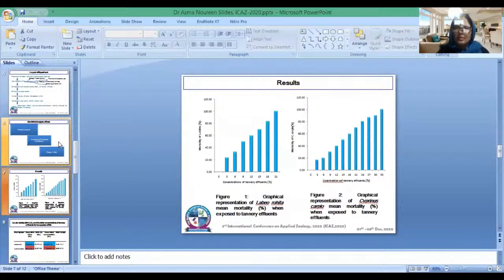These are the results. These two figures indicate the graphical representation of Labeo rohita mean mortality in terms of percentage when they were exposed to tannery effluents. Both figures indicate that the mortality of fish increased with continuous increase in the concentration of the tannery effluents.